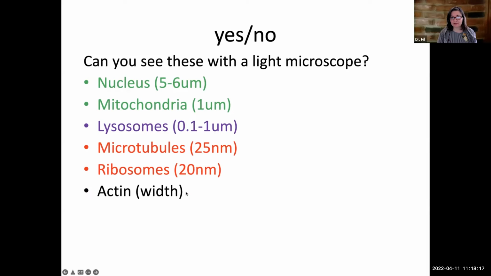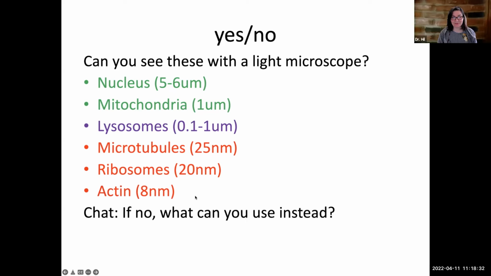Width of actin, visible, yes or no? Yeah, hard no. Everyone's like hard pass on that. The most confident answer so far is actin is not visible. It is only 7 to 8 nanometers wide.